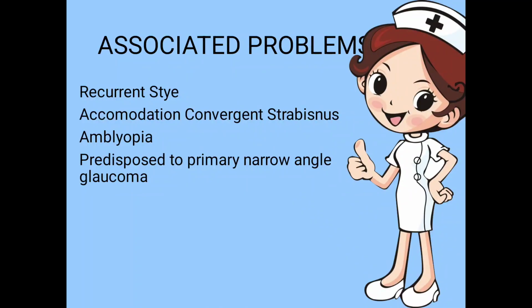Amblyopia means the power of one eye is different from the other eye. For example, the power of one eye is +1 and the other eye is +3, and there is a vision difference between both eyes. For example, one eye is going 6/6 and the other eye is going 6/18 and not improving further. There is no abnormality in any part of the eye. Predisposed to primary narrow angle glaucoma. Narrow angle glaucoma may be there because the AC is very shallow.